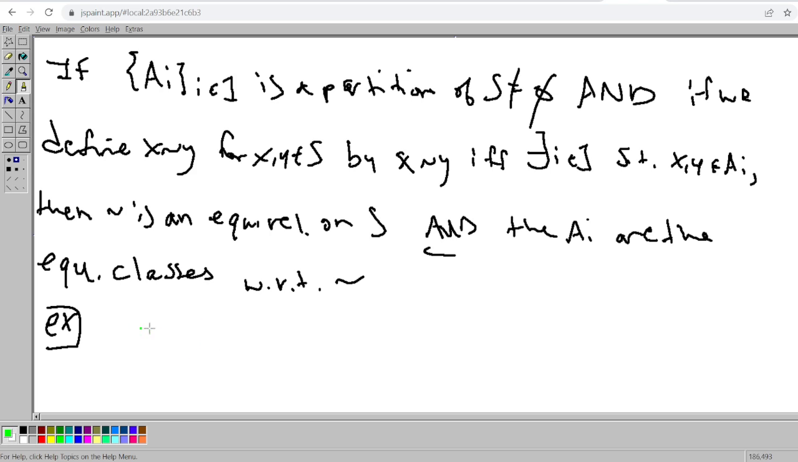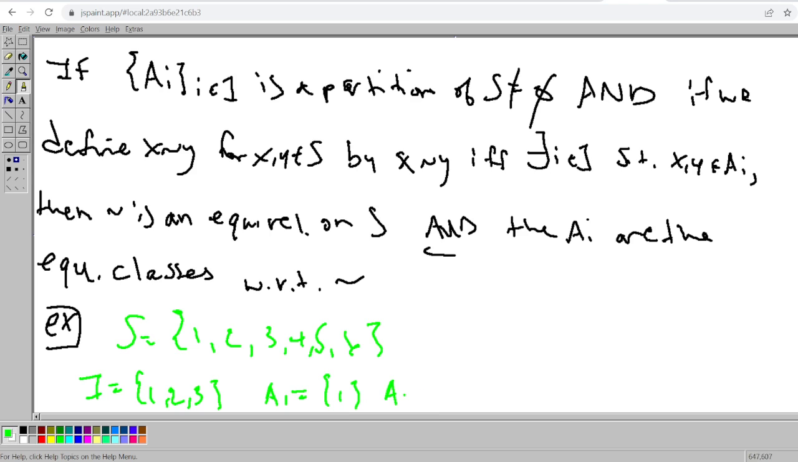Okay. So for example, we have S equal to {1, 2, 3, 4, 5, 6}. We have I equal to {1, 2, 3}. So we have A1 equal to the set {1}, A2 equal to {2, 3}, and then we have A3 equal to {4, 5, 6}. What is the associated tilde?